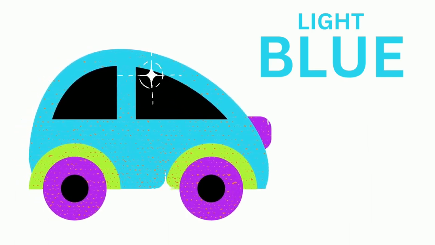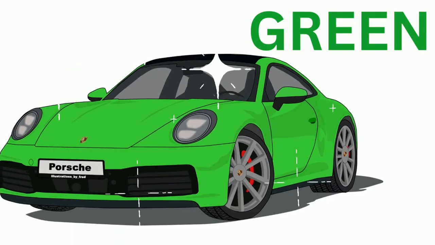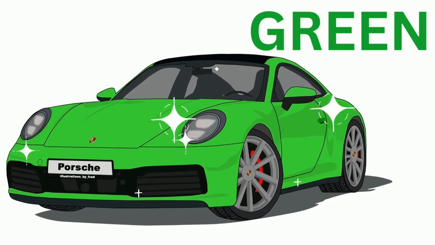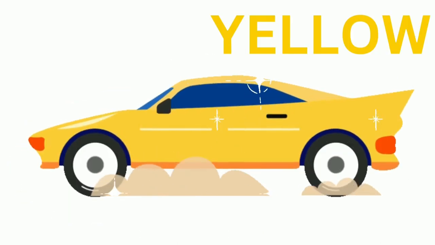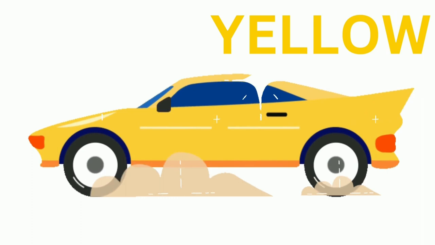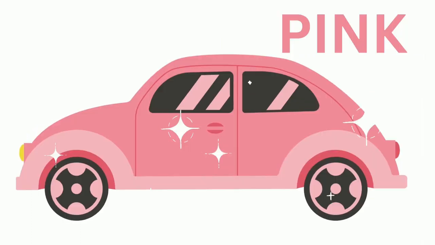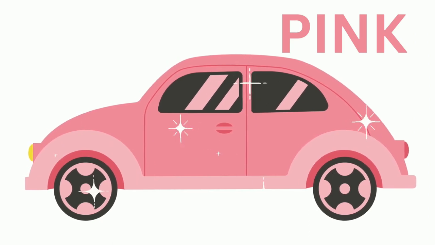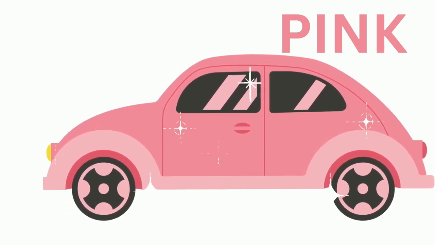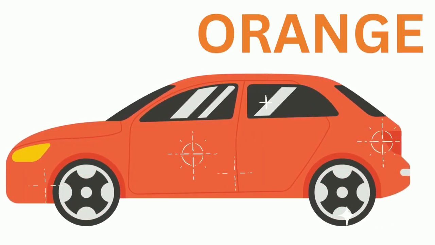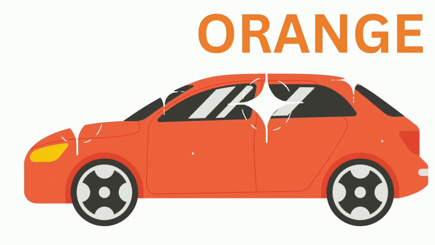This is a blue car, light blue car, with purple wheels. Which color is this? This is a green car, G-R-E-E-N. Which color is this? Oh wow, very fast, yellow car, Y-E-L-L-O-W. Pink car, wow, I love pink color, P-I-N-K, pink. Orange car, O-R-A-N-G-E, orange, wow.